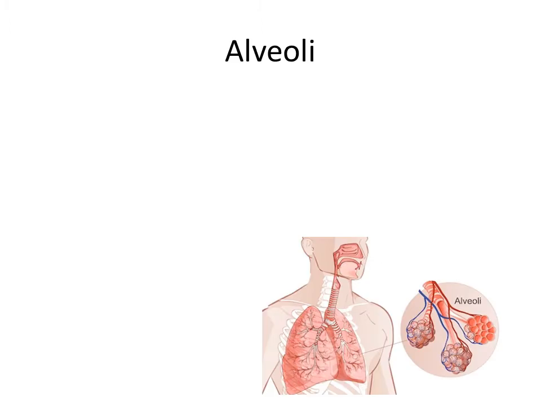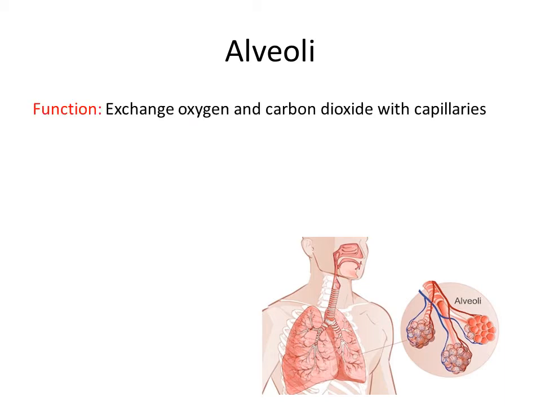You guys should remember your alveoli are those little sacs at the end of the bronchioles inside your lungs. What is their function? Their function is to exchange oxygen and carbon dioxide with capillaries. Capillaries are the smallest blood vessels.